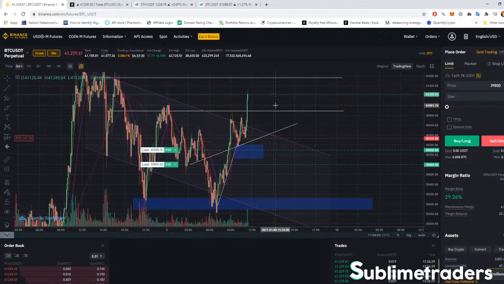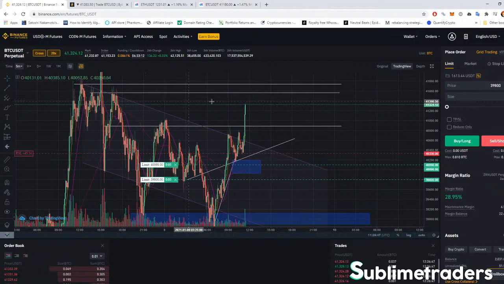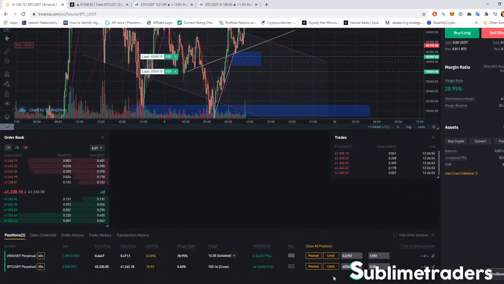Sorry. Do I use only cross when I trade? No, I sometimes use isolated to isolate trades. Basically, I isolate trades. So right now I have a level right here, and I will try to close at 41.483. Let's see if it works.